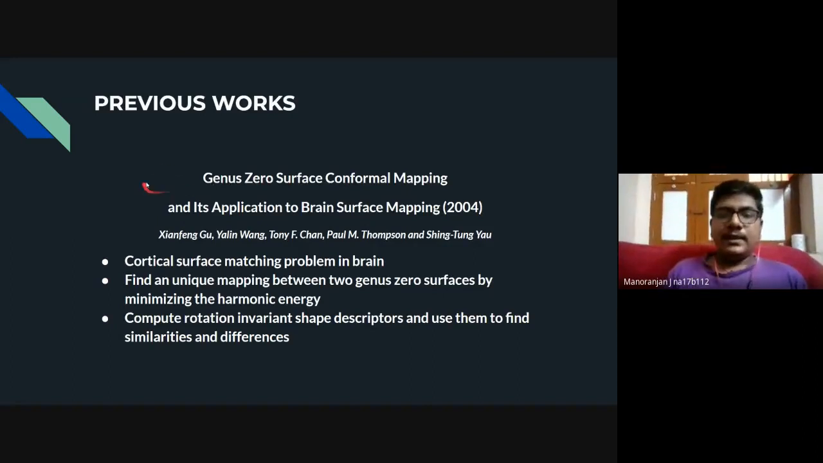There was another research paper published in 2004 on this topic, but for a different use case. It's called genus zero surface conformal mapping, and its application to brain surface mapping. It's basically used in the cortical surface matching problem in the brain, where they try to see how close two brain surfaces are to each other.